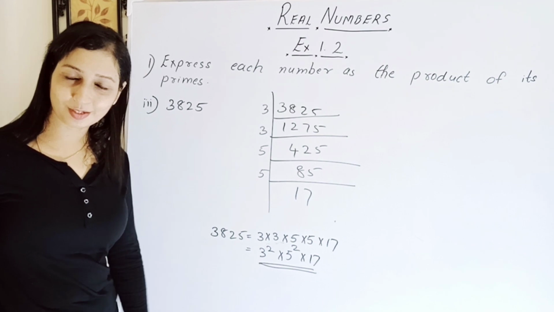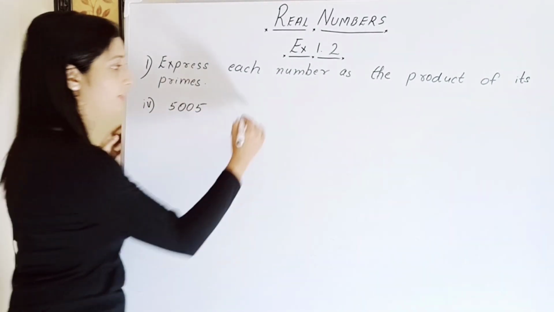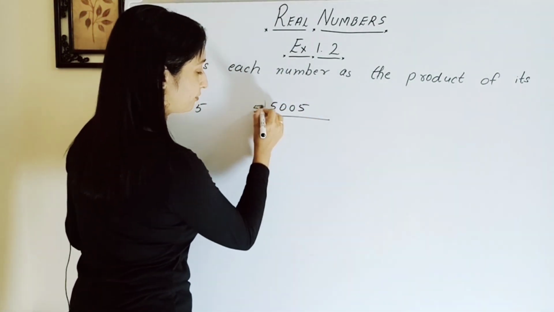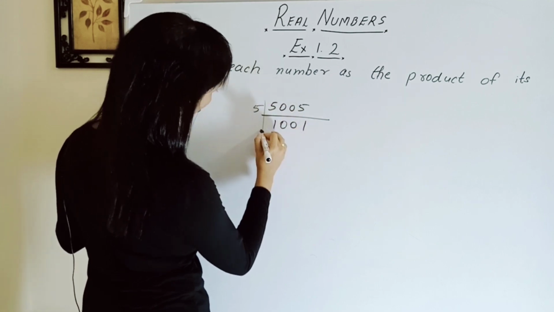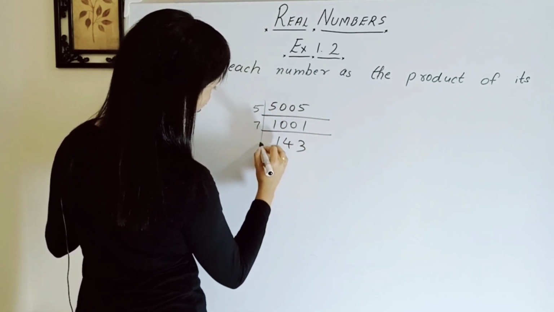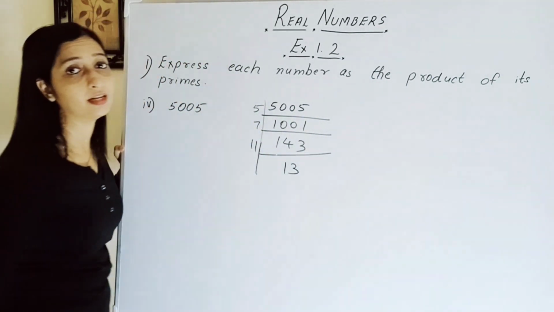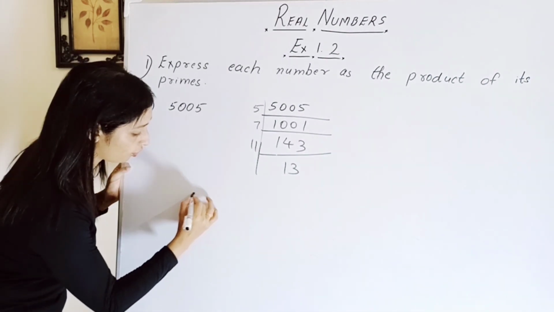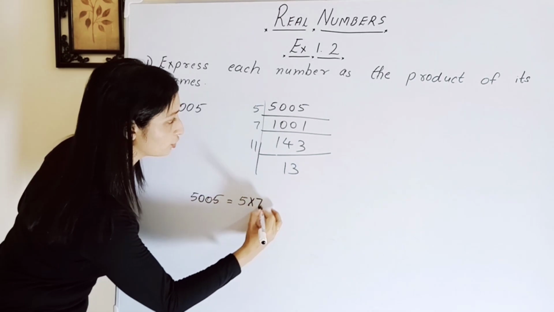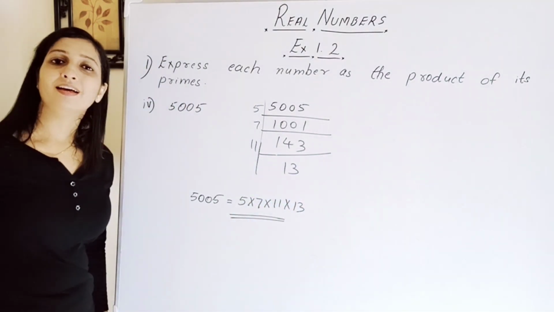Now let's move on to our next question. This is our fourth question, which is to prime factorize 5005. It goes by 5, you get 1001. It goes by 7, you get 143. Again it goes by 11, you get 13. So what is the prime factorization of 5005? It can be written as 5 into 7 into 11 into 13. So this is our answer.